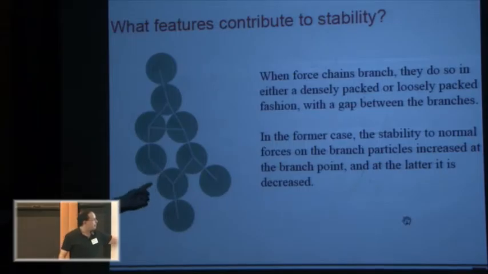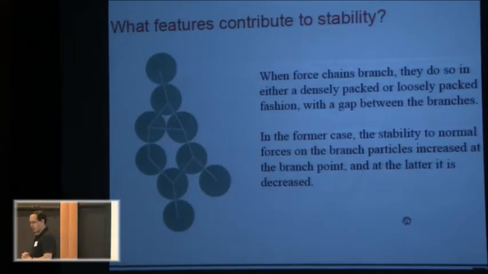Whereas down here, if I have one of these things, it's pretty clear that if I give that a poke, it's going to be more likely to shift. So these are two different sort of events that can happen in these force chains, the ones that we're looking for.